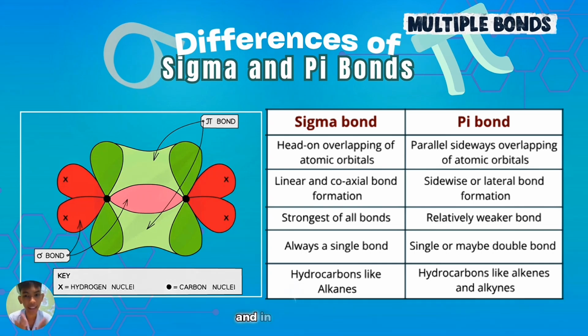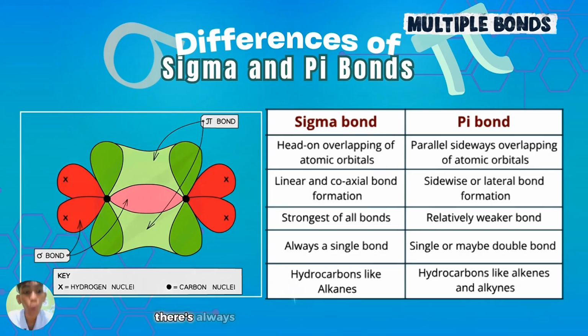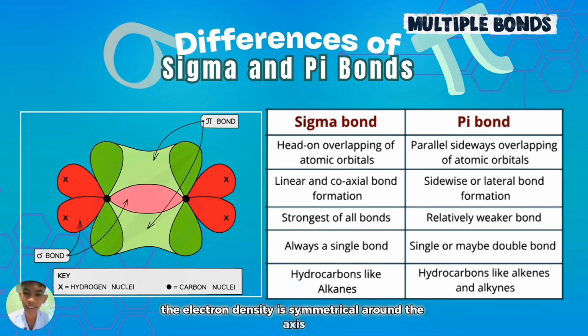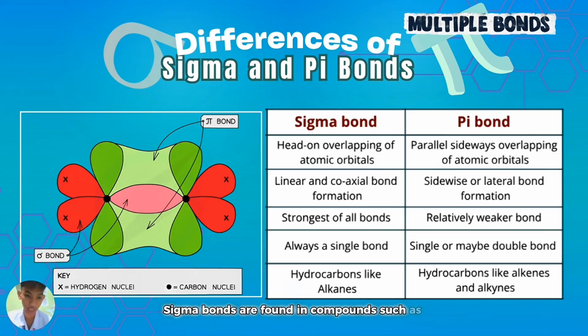A sigma bond is formed by the head-on overlapping of orbitals along the internuclear axis. This results in strong overlap, making sigma bonds the strongest type of covalent bond. Every single bond is almost always a sigma bond, and in multiple bonds, there's always one sigma bond. The electron density is symmetrical around the axis, allowing for rotation of bonded atoms. Additionally, sigma bonds are found in compounds such as alkanes.